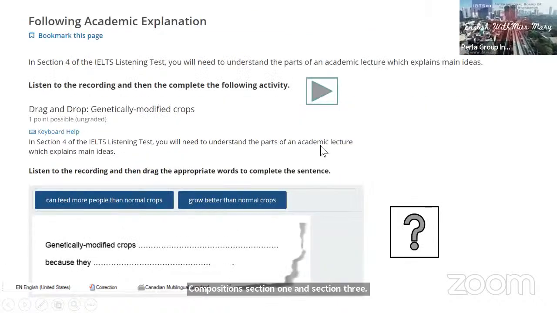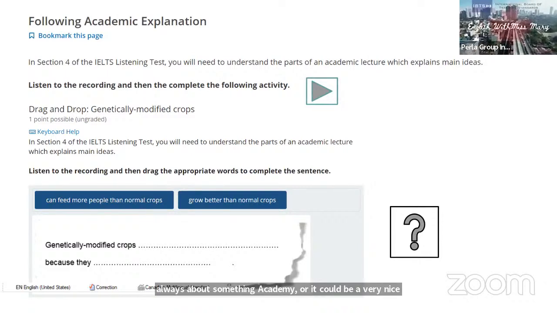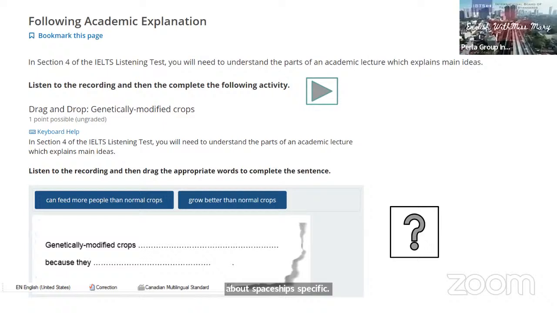All right, next one is section 4, which is the last section. You will have to listen to a conversation, and it's always about something academic. It could be a very narrow topic, specifically related to some majors. You don't need to know all the new wording, but it's important that in the workshop we will work on specific information and specific words that we will look out for throughout the lecture, so it will help us to understand it.